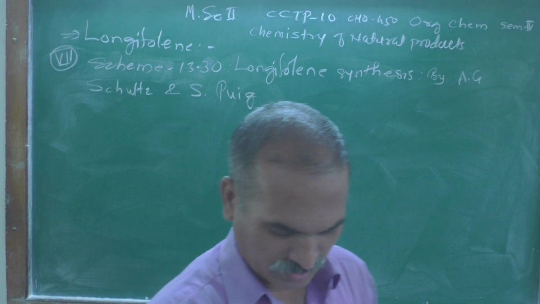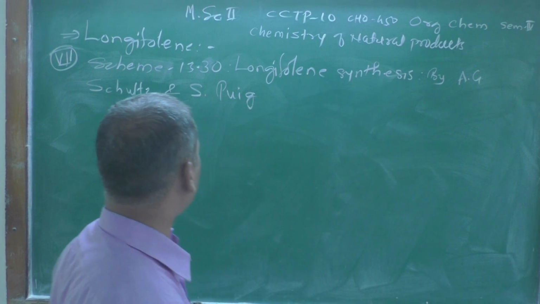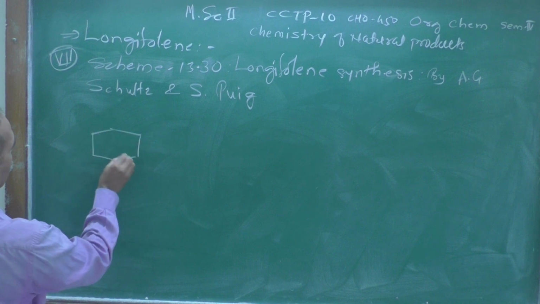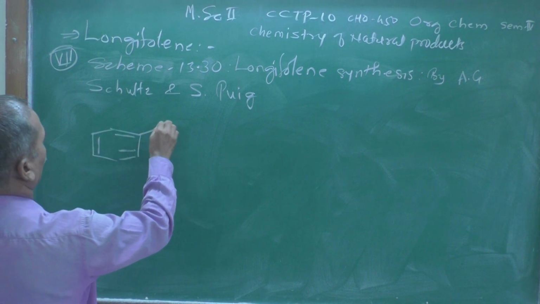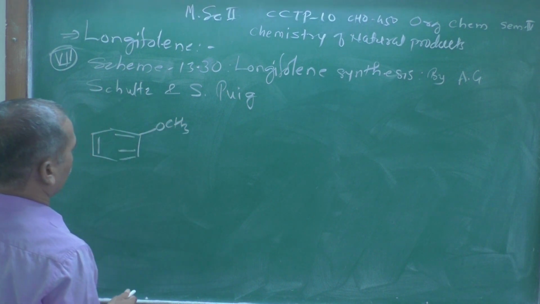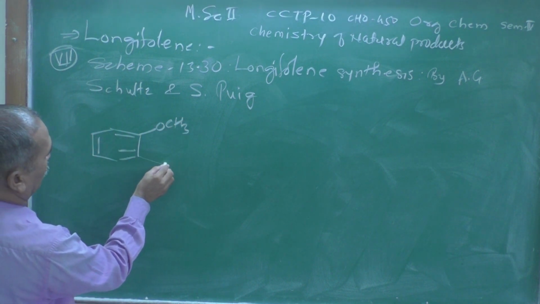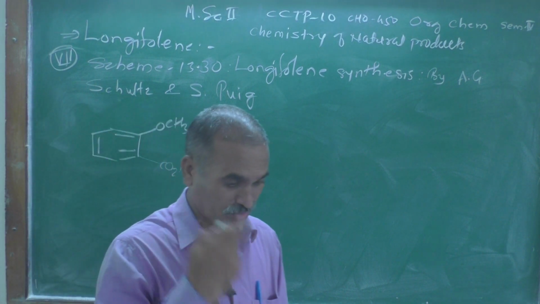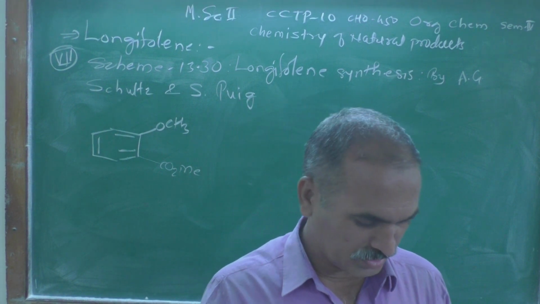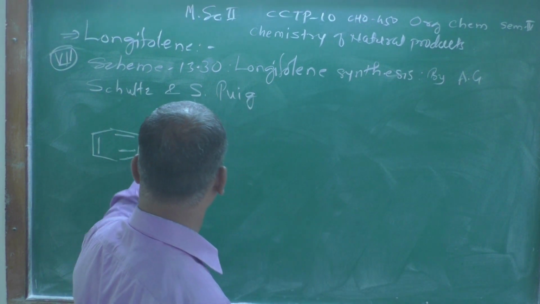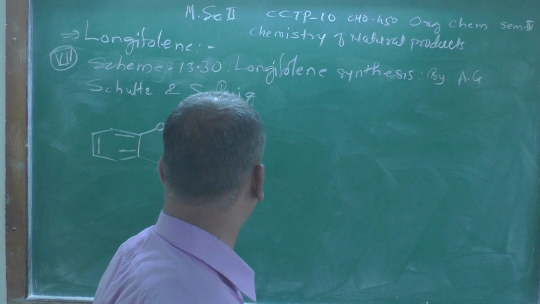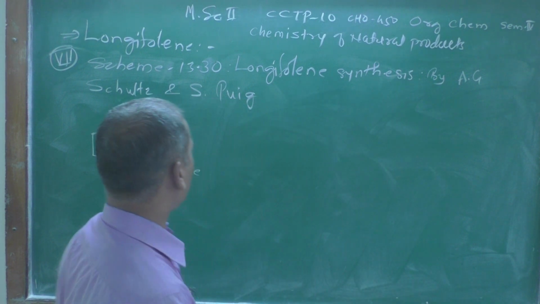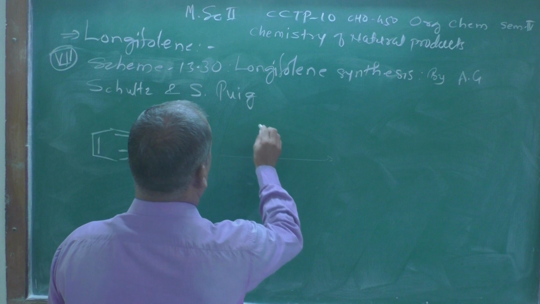Now let's begin with the starting material they have taken over here. This is the starting material. Here is an OCH3 methoxy group at the ortho position, and here a CO2Me ester group which is ortho with respect to this methoxy group. And this compound is then treated with reagent A.